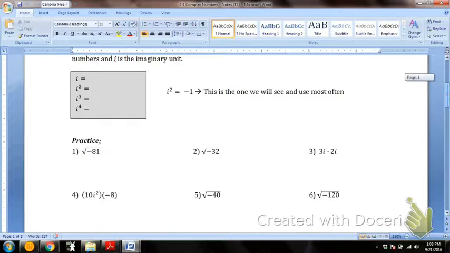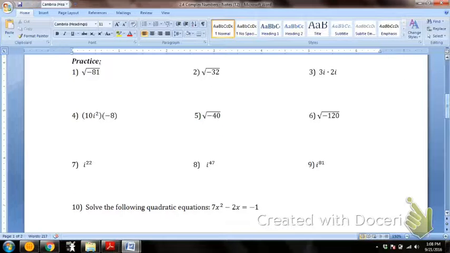So, if we look at some examples here, we've actually already talked about this a little bit. If I ask you to find the square root of negative 81, the first thing that we think is, I can't do the square root of negative 81 because it's a negative sign, right? So we can rewrite this as the square root of negative 1 times the square root of 81.